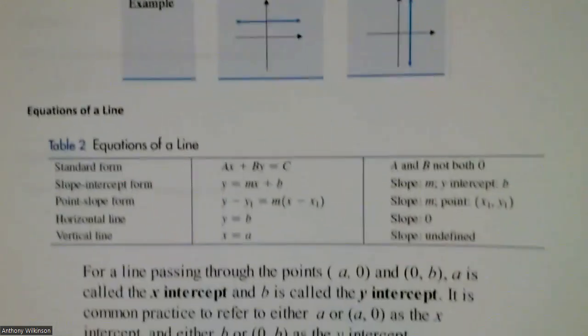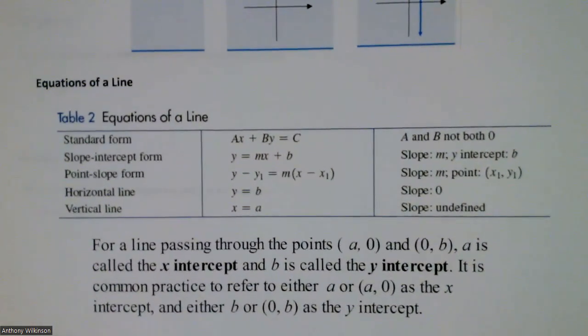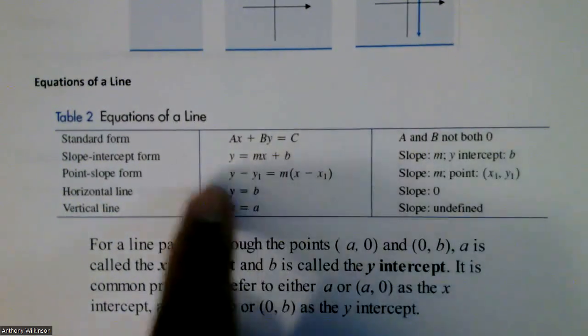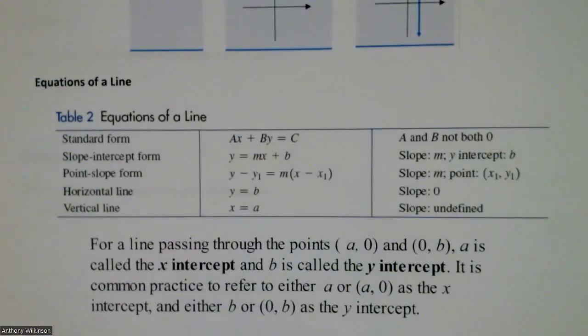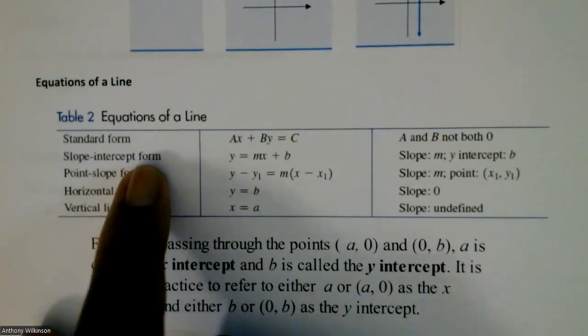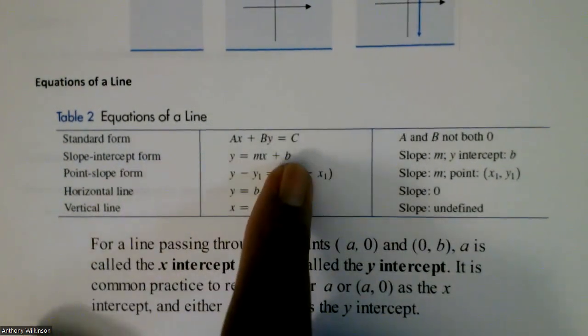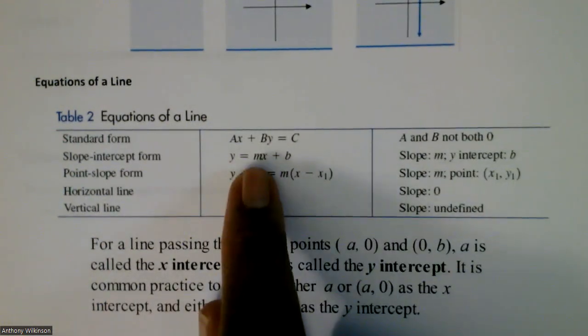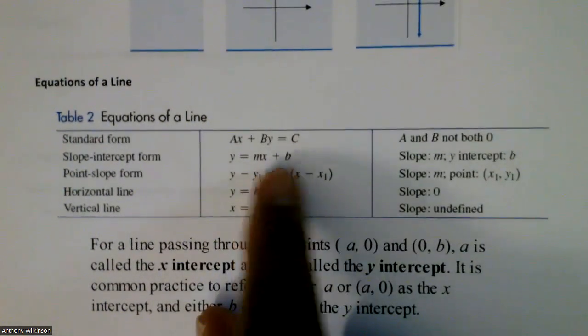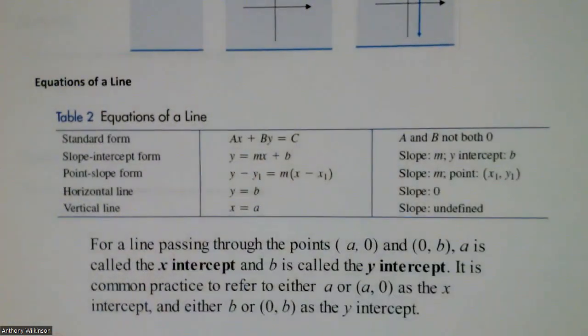Okay. Now here we've got equations of lines. Of course, standard form is ax plus by is equal to c. Slope-intercept form is going to be y equals mx plus b. M is the slope, that's the coefficient of your x. The b, that's the number added to or subtracted from, that's going to be your y-intercept.